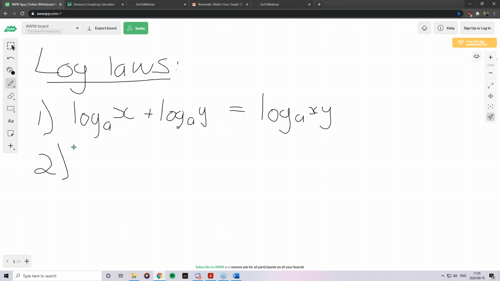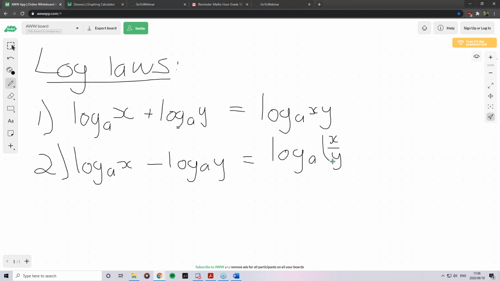The second log law is very similar. Log base a of x over y. So you can see this is just if the plus does a multiplication, then the minus turns into division.